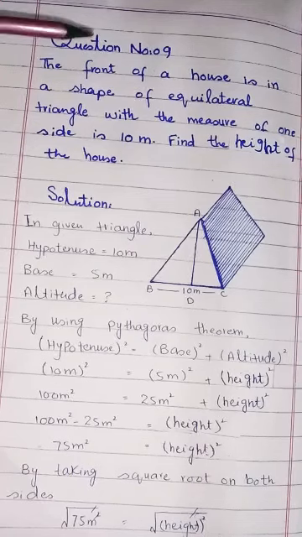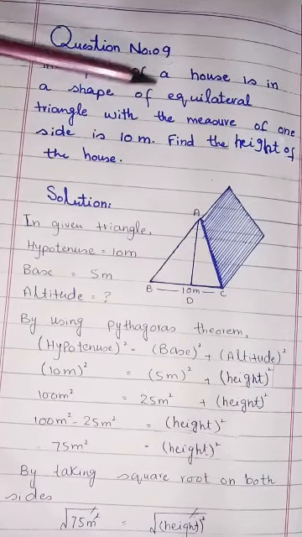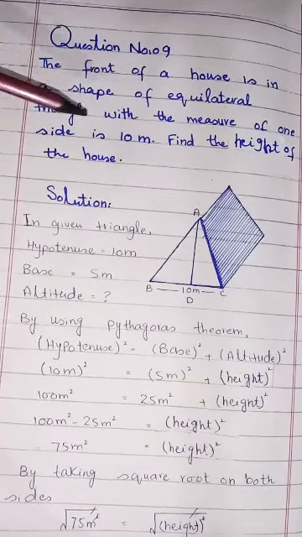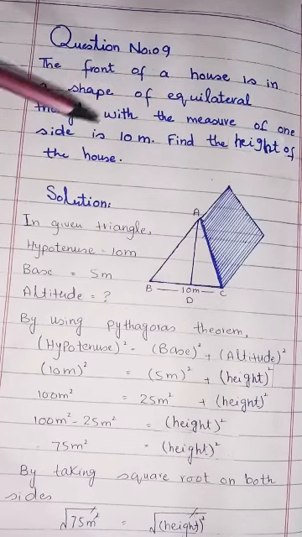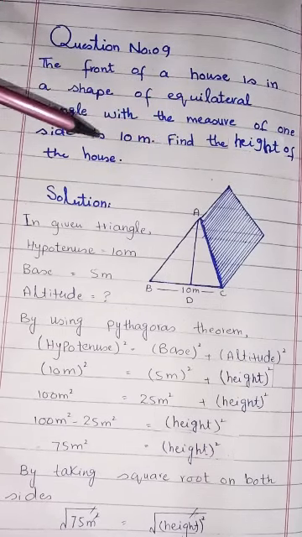Now students, here is our question number 9. The statement is: the front of a house is in the shape of an equilateral triangle with the measure of one side being 10 meters. Find the height of the house.